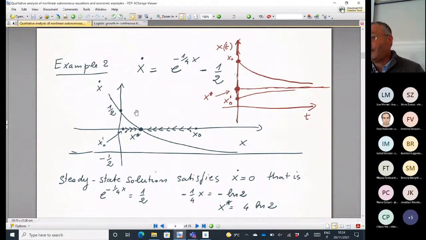Phase means state. Okay? Phase means it's a snapshot of the state of the variable. So we don't have the time domain here, we have only the position of our variable, okay? Time domain means that we have the position over time.